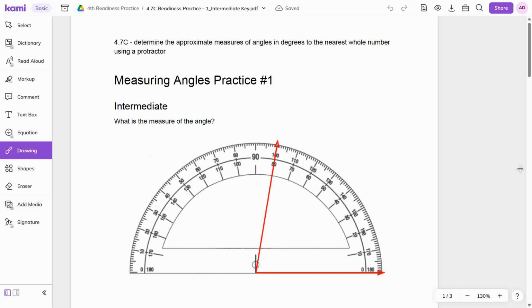Hello, and welcome to 5 Minute Math. Today we are looking at the fourth grade concept of measuring angles. This is Readiness Practice 4.7c, the intermediate version.